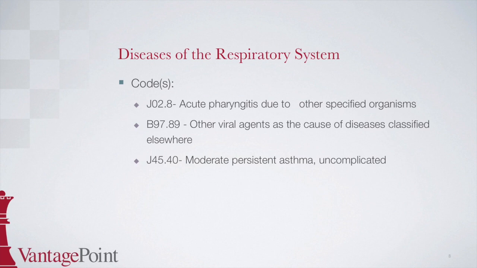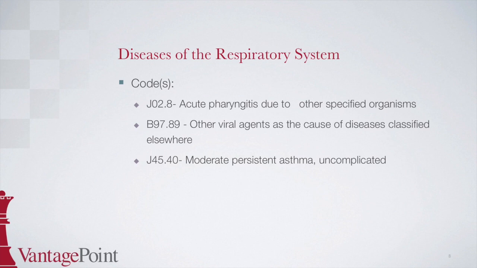Therefore, our next code is B97.89, other viral agents as the cause of diseases classified elsewhere. This indicates that a virus caused the pharyngitis, even though we don't know which virus it was. This code can be located by either following the instructional note at J02.8 or by using the alphabetic index starting at the term infection. From here, you would look for virus and then as cause of disease classified elsewhere, which points to B97.89, which you would then confirm in the tabular.